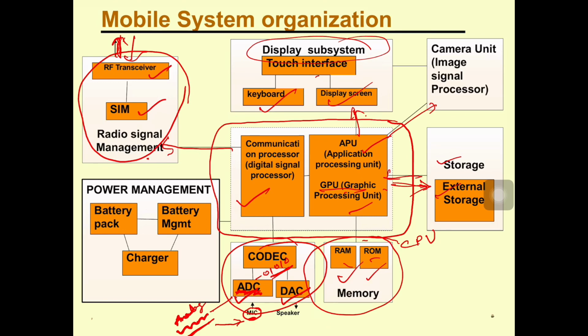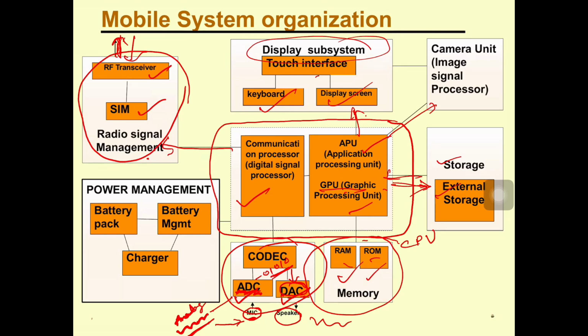Whenever we want to listen to something from the mobile, these digital signals must be converted into analog, that is, the human understandable format, and this work is done by the DAC, that is, the digital to analog converter. Then after conversion these signals are sent to the speaker, which is the output unit.